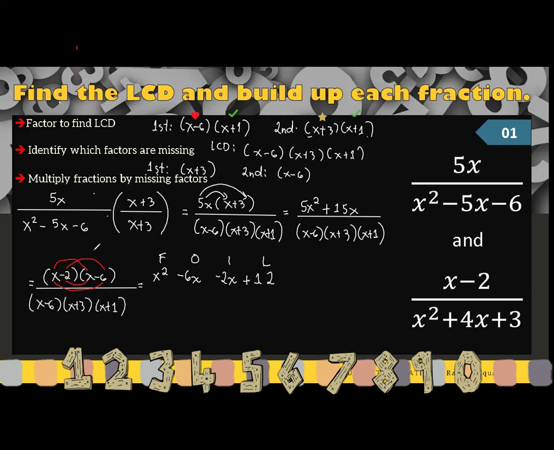Now we have to combine like terms. In this case, we can still simplify the outer and the inner terms. So this can be written as x squared, copying the first term, minus 8x for the second term, and positive 12. So the second rational expression can be written as this polynomial for the numerator, and of course copying our LCD for the denominator for the second. So this must be our solution.